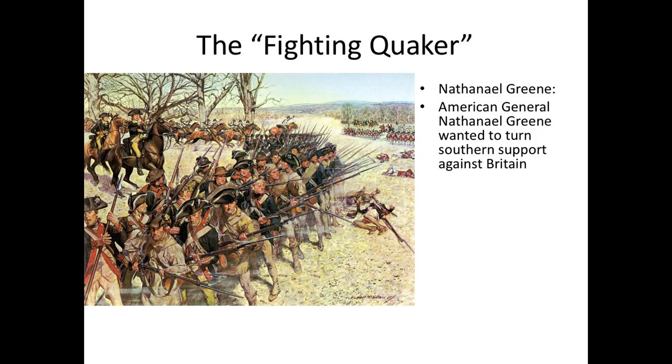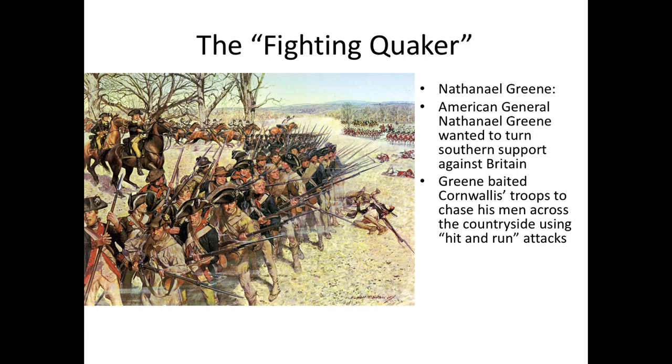Now, what's interesting about Nathanael Greene is that he actually loses virtually every battle, if not every single battle. What he would do is he would basically attack Cornwallis's troops and then back away.